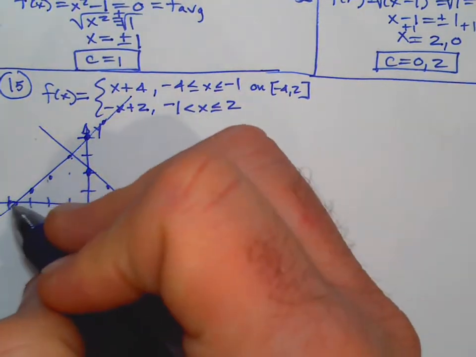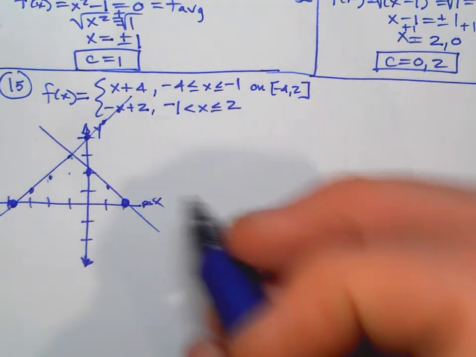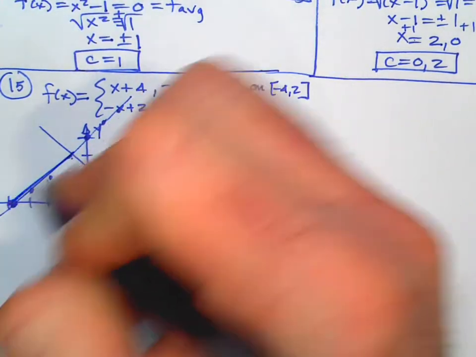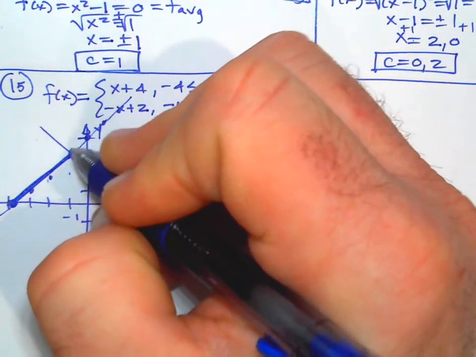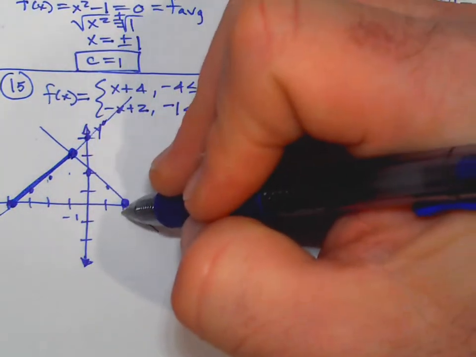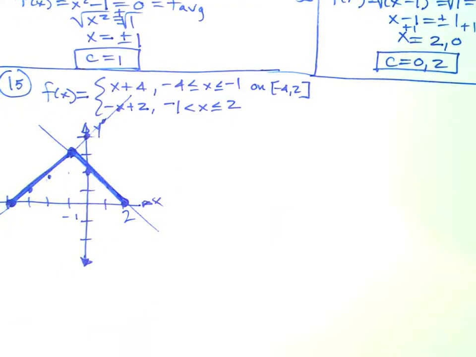And then this one is from -4 to -1. So that's that chunk. And the next one is from -1 to 2. So that's that chunk. So that's your piecewise graph.